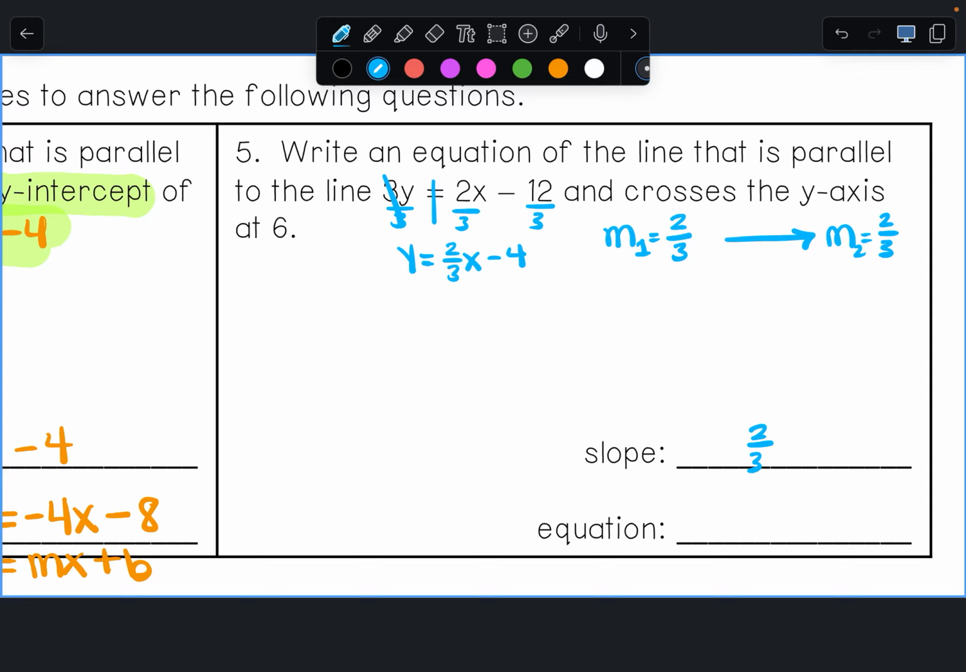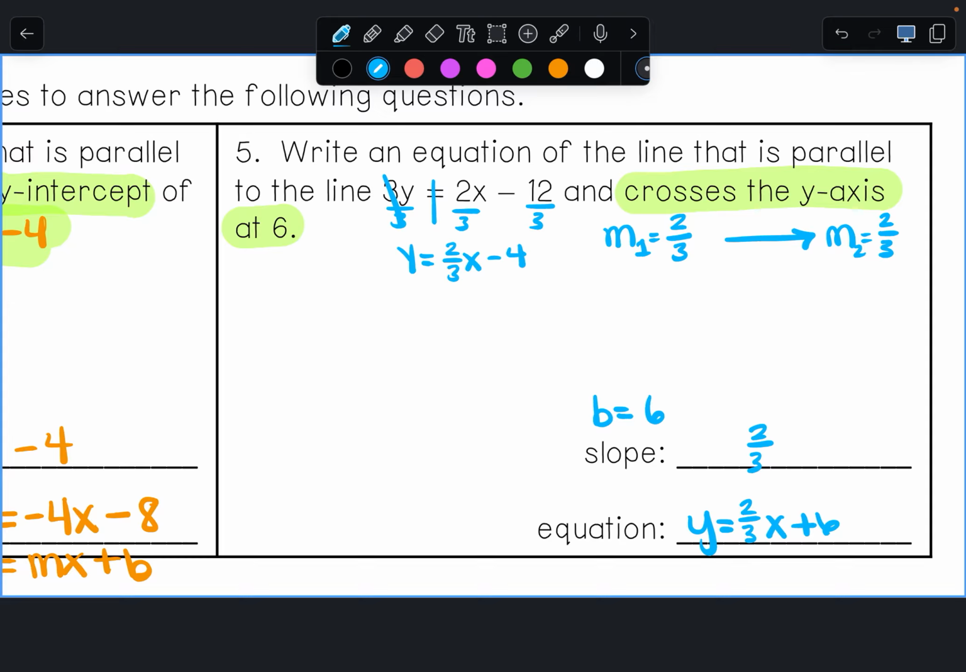Okay? And it says here that this one crosses the y-axis. If it crosses the y-axis, what kind of number is this? It is the y-intercept. They're giving us that the y-intercept is 6. All right, so put it in your equation and we get y equals 2 over 3x plus 6. Good. If you don't have questions, turn the page.